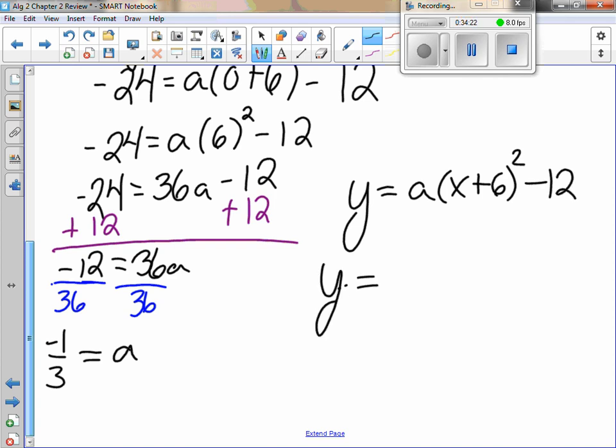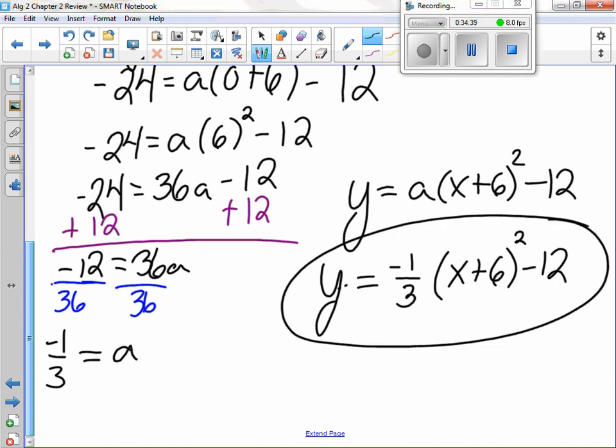Now that we have the value of a, we can plug it back in. So where we had y equals a times (x plus 6) squared minus 12, I can plug in negative 1/3 for a. So we'd have negative 1/3 times (x plus 6) squared minus 12. And that would be our answer. So we did that whole process of plugging in that point x, y to find the value of a. And once we found the value of a, we plugged it back into the function.